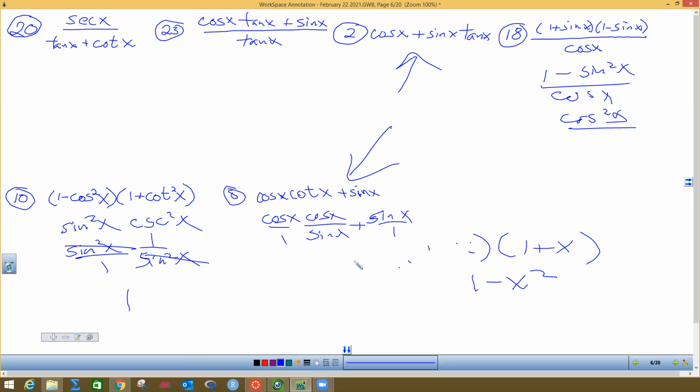What's your LCD? What's your least common denominator? Sine. 1's in common, 1 times sine, sine. We need a sine over here, so we multiply this side by sine over sine, because we've got to get a sine on this one and a sine on this one. What's cos times cos? What's x times x? X squared, isn't it? Cos times cos is cosine squared.